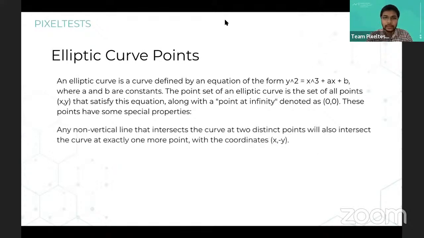So any non-vertical line, that is, any slant line that intersects the curve at two different points, will also intersect the curve at exactly one more point with the coordinates x comma minus y. If you have gone through the lecture, we'll also understand that.